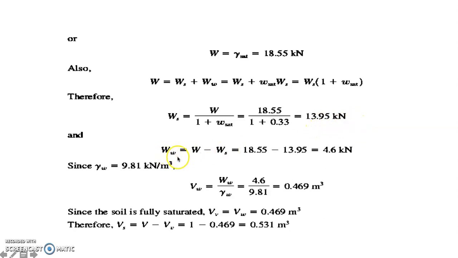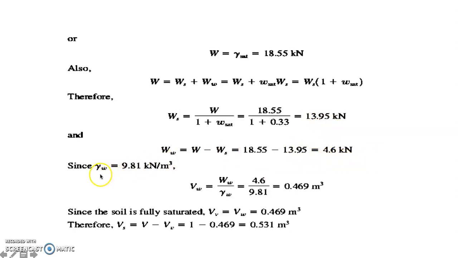From the weight of the solid, we're going to get the weight of the water. Of course, the weight of the water is the total weight subtracted by the weight of the solid, which is equivalent to 18.55 minus what we have solved here, 13.95, which is 4.6 kilonewton.